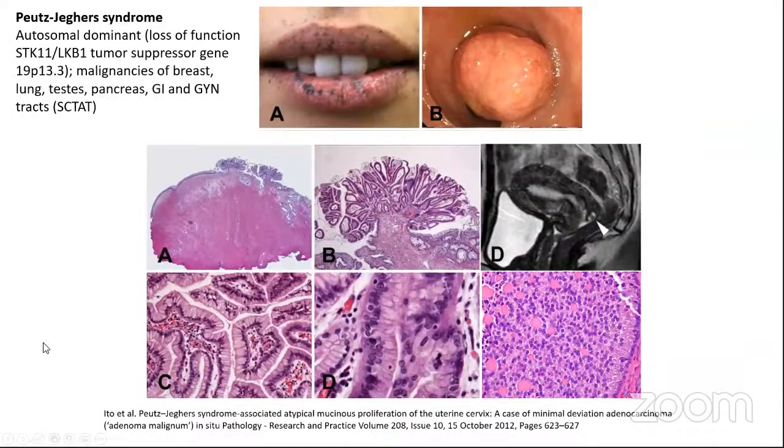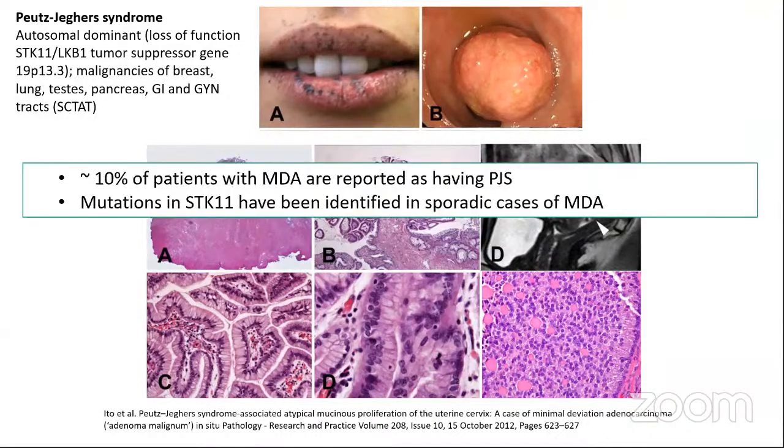As we know, gastric type adenocarcinomas, formerly known as minimal deviation adenocarcinomas, are linked to Peutz-Jeghers syndrome, which is an autosomal dominant inherited tumor syndrome with loss of function of the STK11 tumor suppressor gene. And of course, these patients have mucosal melanosis, hamartomatous polyps in the bowel, as well as gastric type adenocarcinomas and SCTATs in the ovary. But not all patients with gastric type adenocarcinoma have Peutz-Jeghers.